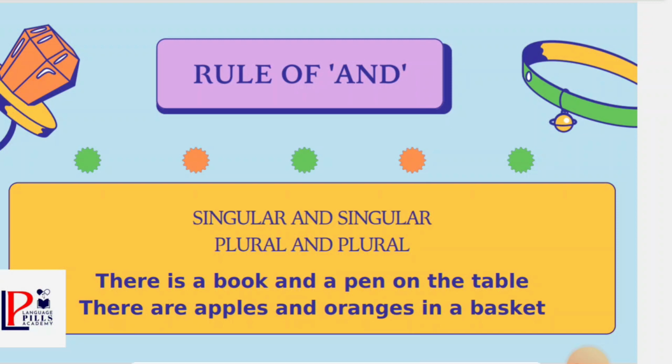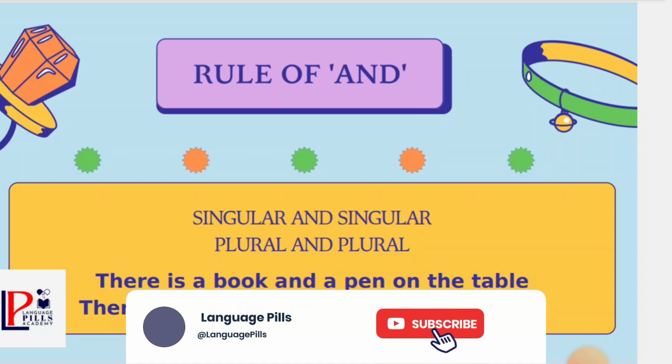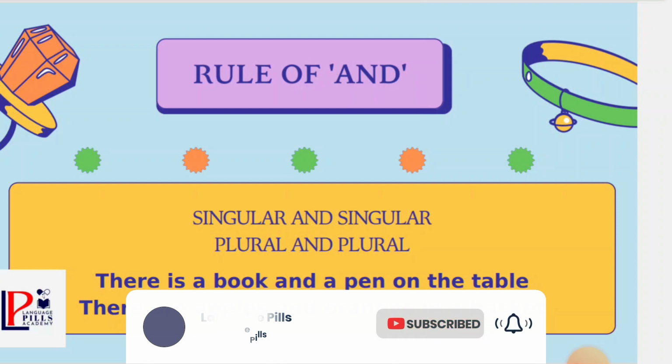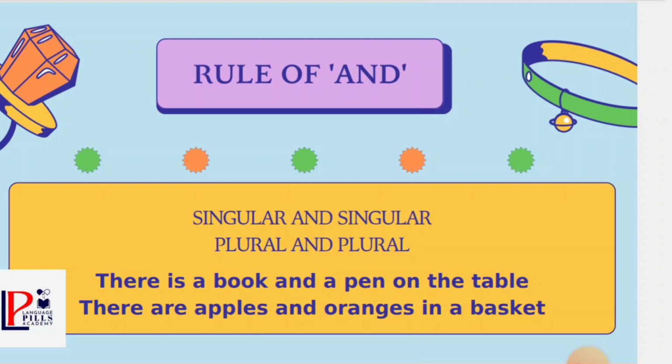There is a book and pen on the table. There are apples and oranges in the basket. In these examples, you see that singular and singular are both balanced on the either side of and. Same rule applies for the plural.